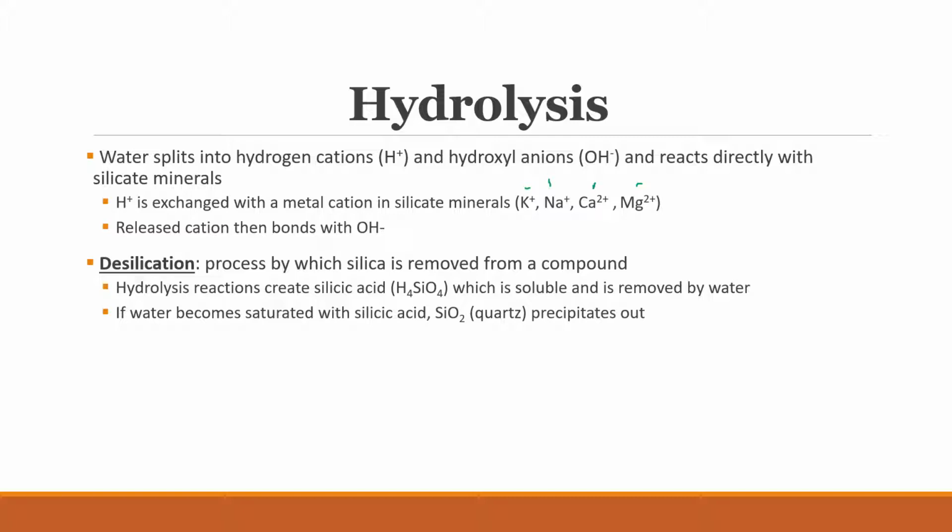And then this released cation bonds with the hydroxyl. So we're taking an atom from a silicate and giving it to this hydroxyl, which is going to change the composition of the initial silicate material. Desilication is a more specific term for hydrolysis, the process by which silica is removed from a compound.